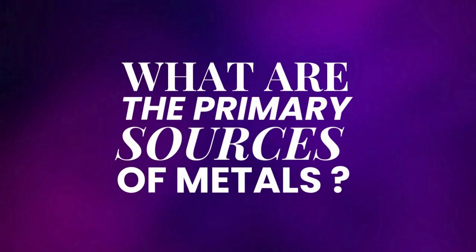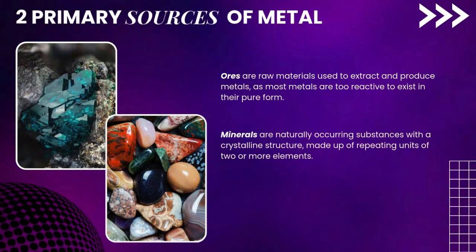What are the primary sources of metals? The two primary sources of metals are ores and minerals. Ores are raw materials used to extract and produce metals, as most metals are too reactive to exist in their pure form. Minerals are naturally occurring substances which have a crystalline structure made up of repeating units of two or more elements. They are essential in forming ores and are also vital for regulating metabolic activities in the human body. In simpler terms, metal needs to be processed from ores, while minerals play key roles in both nature and human health.